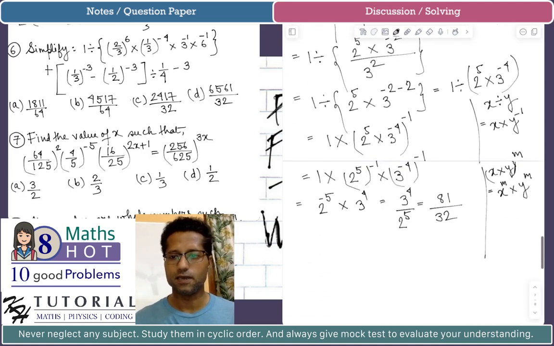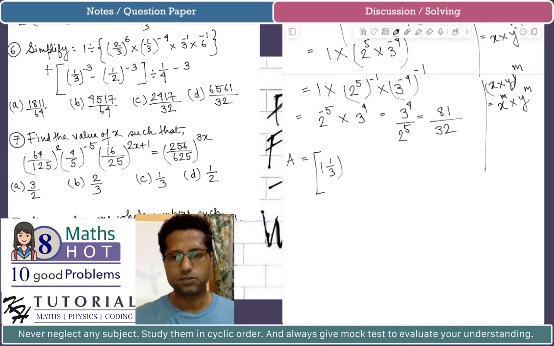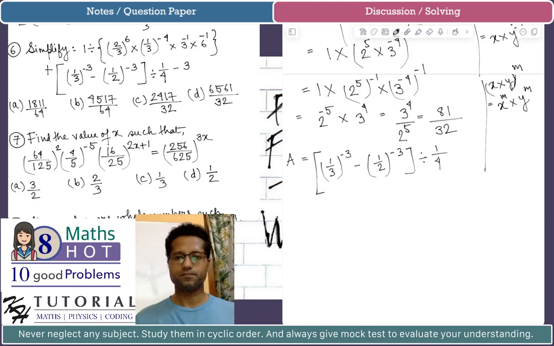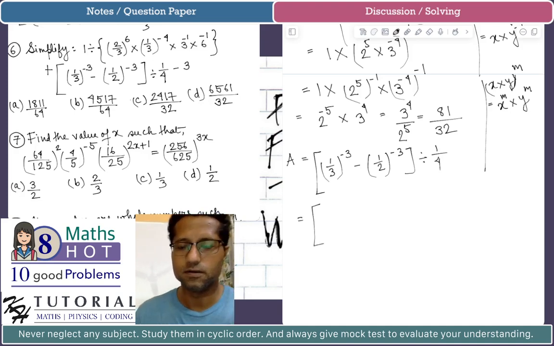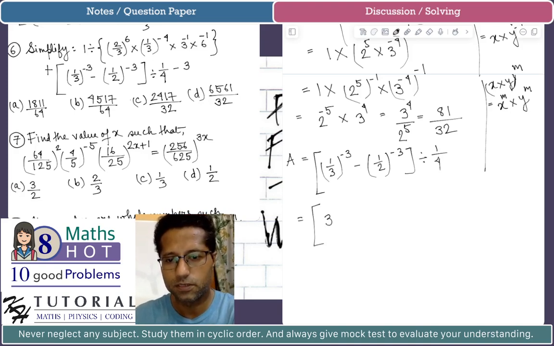Let's find out what a is. The a is actually this term, that is (1 by 3) whole raised to the power minus 3 minus (1 by 2) whole raised to the power minus 3, this whole divided by 1 by 4. Now, okay, so let's simplify the expression inside the brackets. 1 by 3 raised to the power minus 3 means 3 raised to the power 3.